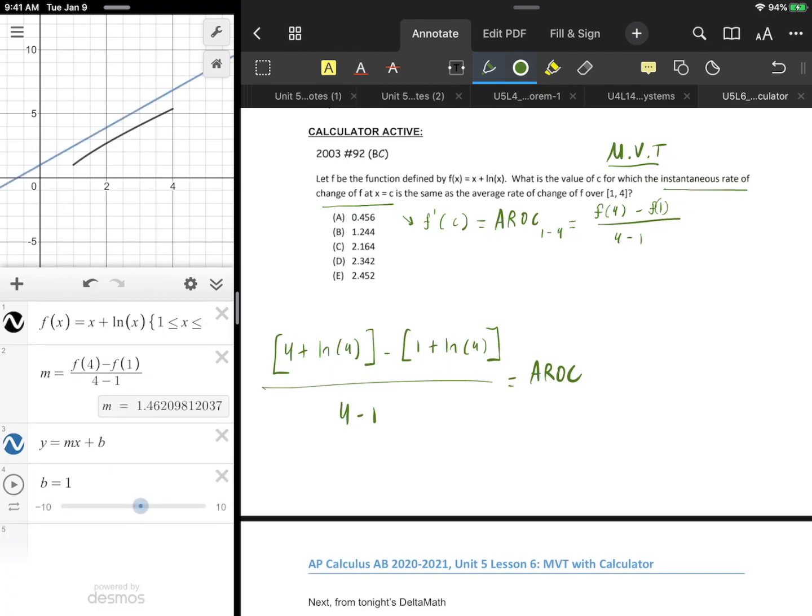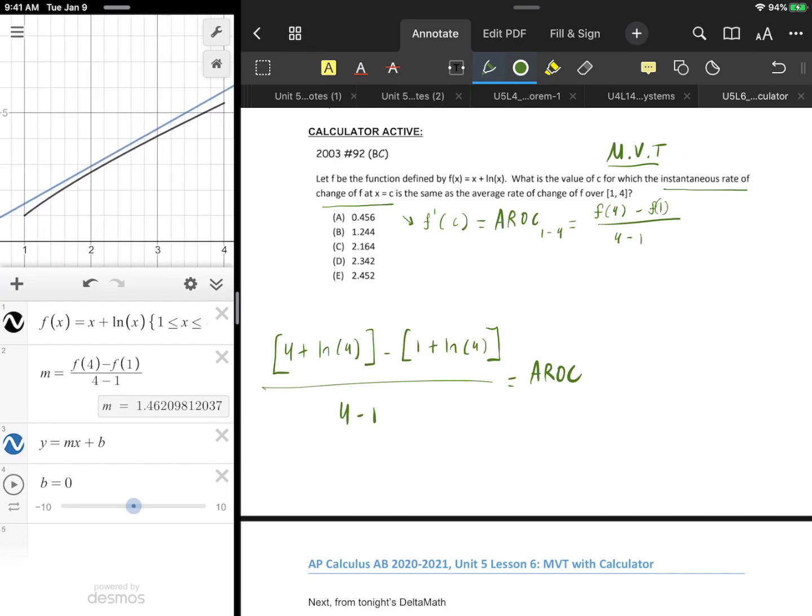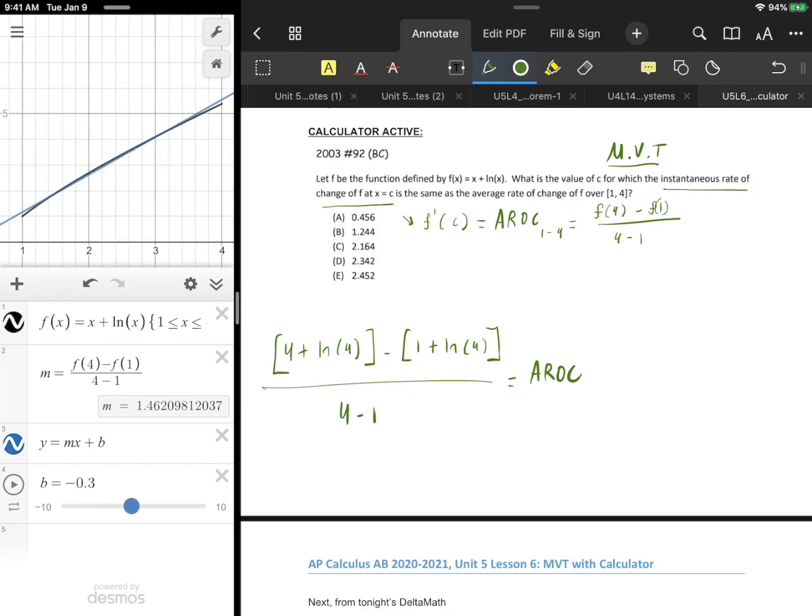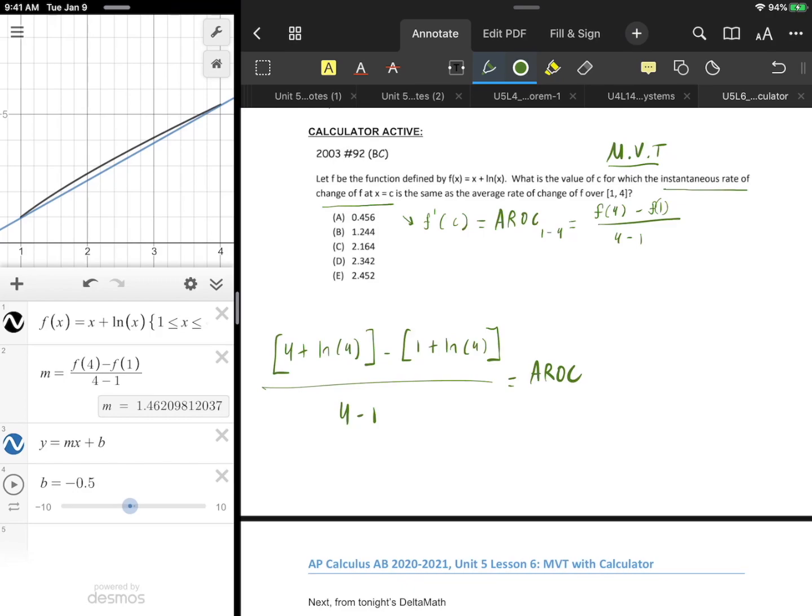And so this is the slope of the secant line, and all we need to do is line it up to find the actual equation of the secant line. So maybe we can zoom in a little bit here, so we can actually try and line this up, give or take, right? That is the slope of the secant line. The average rate of change is 1.462, right? Or that would be enough to write down here.